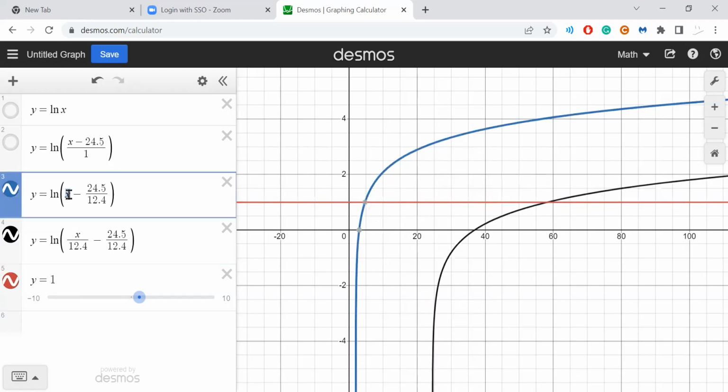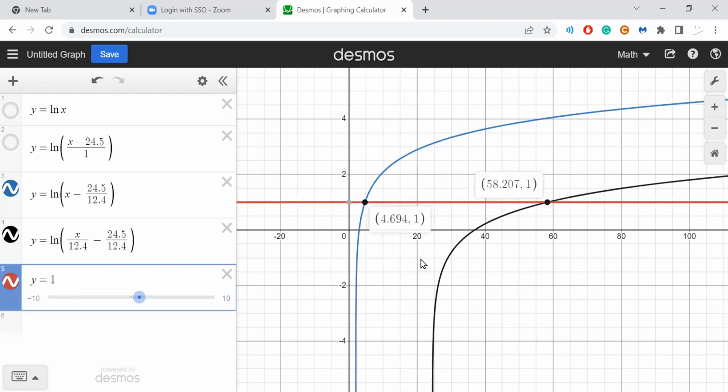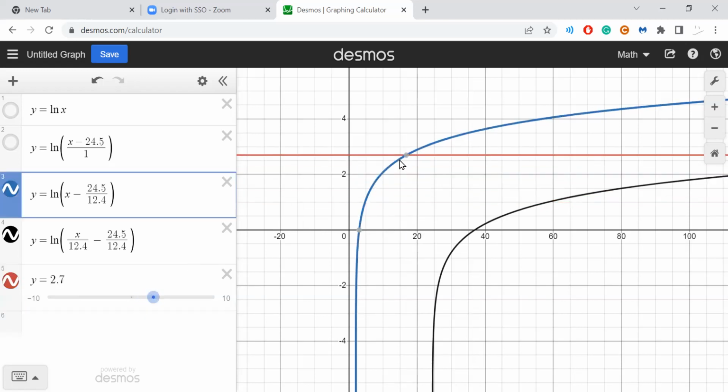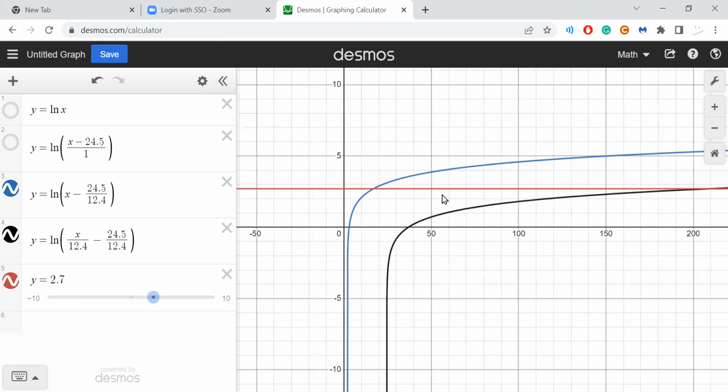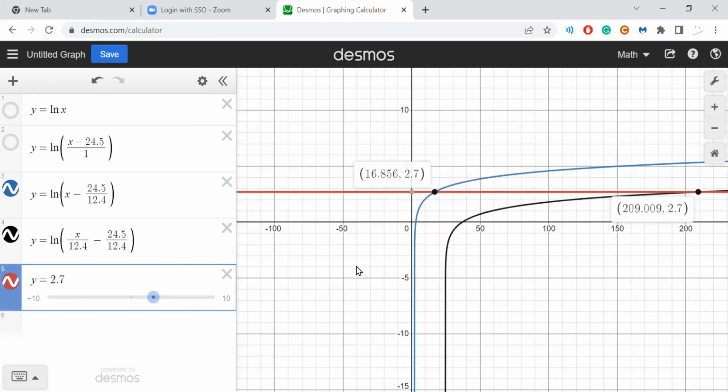Before, in the blue graph, it was just a single x. But then for the resulting black graph, you take the x and divide by 12.4. The graph gets stretched by 12.4 times. The 4.694 times 12.4 becomes 58.207, and likewise for all the other points. You can try another point, like let's say y equals 2.7. It cuts the graph at 209.009 as well as 16.856. Again, you'll realize that it's just a scaling by 12.4. Right, 16.856 multiplied by 12.4 gets you to 209. Yes?